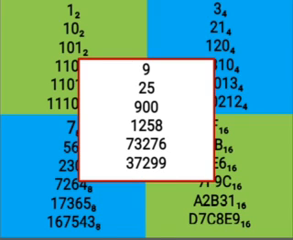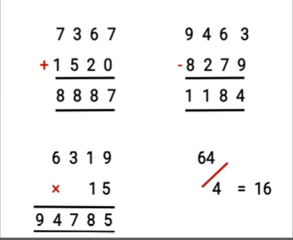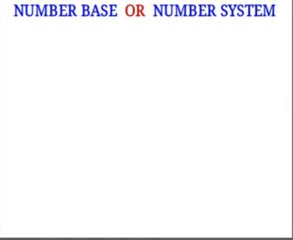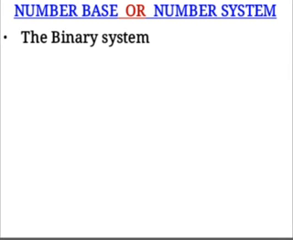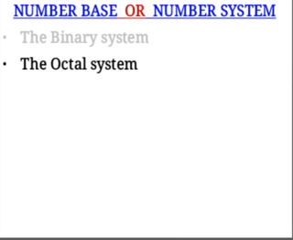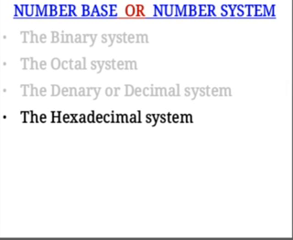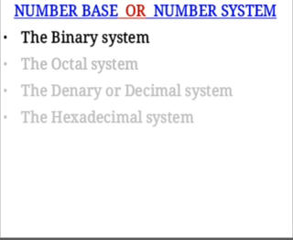But know that, just like this system of numbers, there are other systems in which digits are counted or recorded. The systems in which digits are counted or recorded are collectively referred to as number base or number system. There are various types of number system, but I'm going to emphasize on the four most common systems, which are the binary system, the octal system, the denary or decimal system, and the hexadecimal system. Let's start from the binary system.